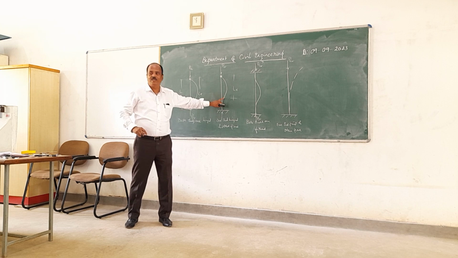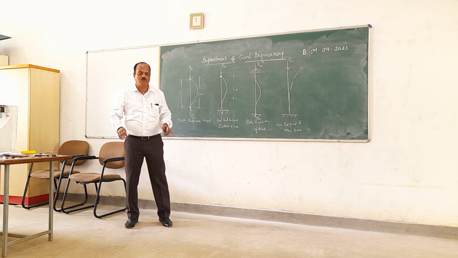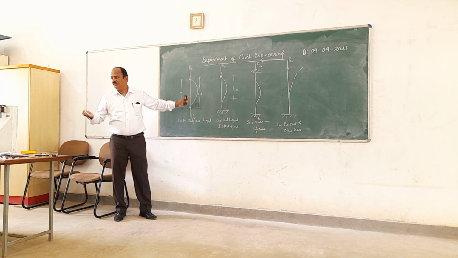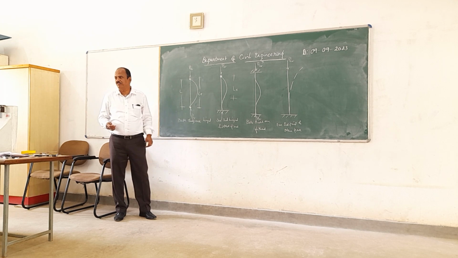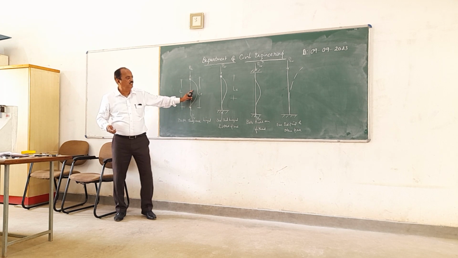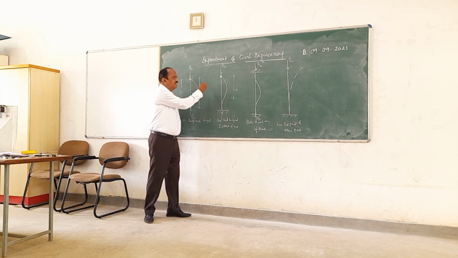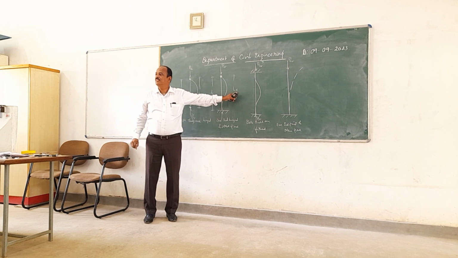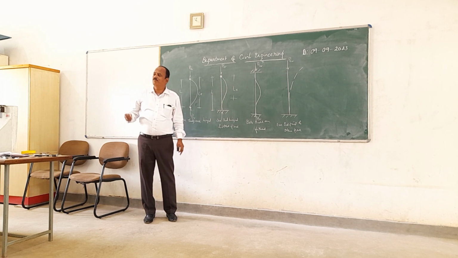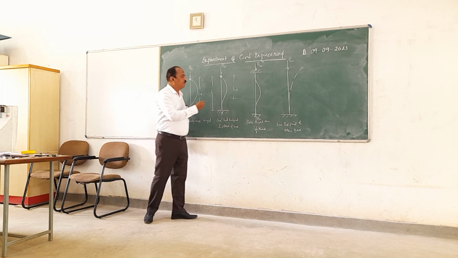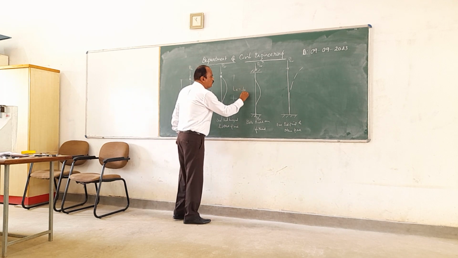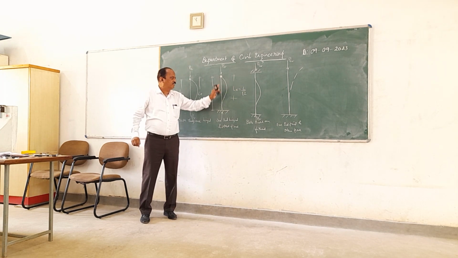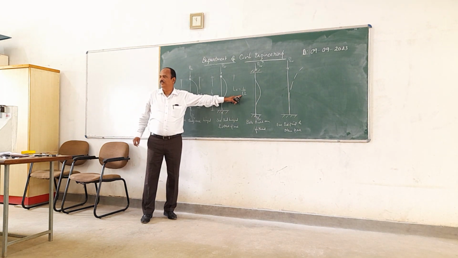The bending moment is 0 at the hinge. Therefore, the length itself will be equal to the effective length when ends are hinged. When one end is fixed and the other end is hinged, L is the actual length and LE is the effective length. Then what is the magnitude of that effective length? This will be equal to L by root 2, the actual length divided by root 2.